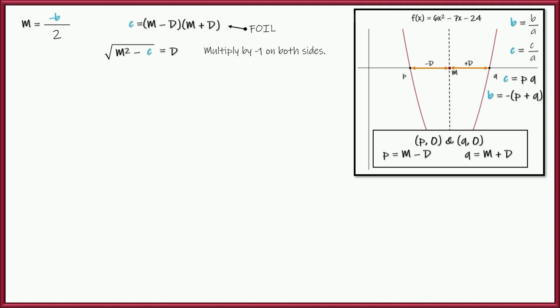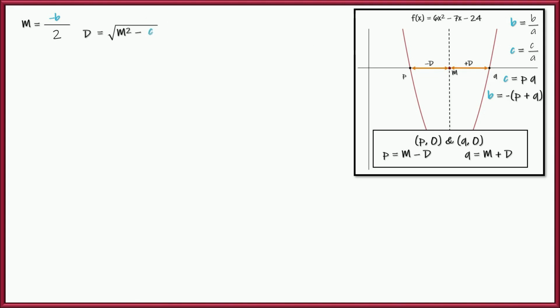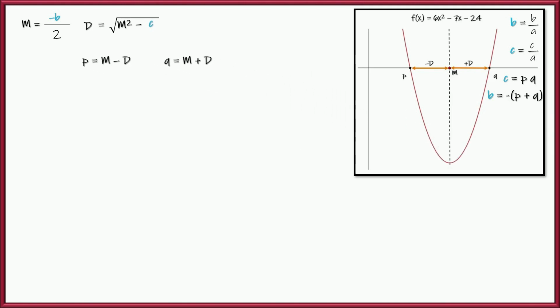Look at that. Now let's move the d to the other side because it's just a little cleaner to look at it this way. And now we have a very simple equation. Look at that. So we're saying that the left-hand side intercept is m minus d, and the right-hand side is m plus d. And all you need to know is what the coefficients b and c are.